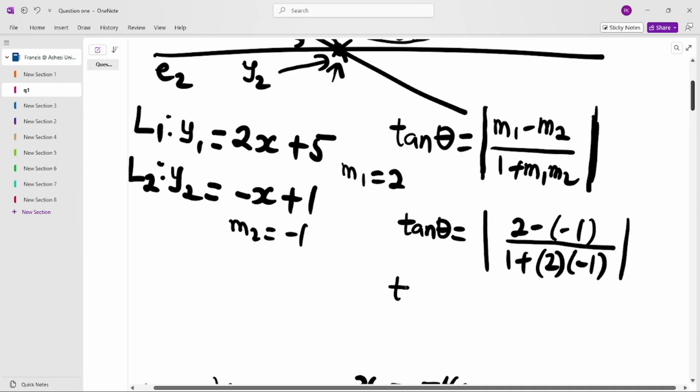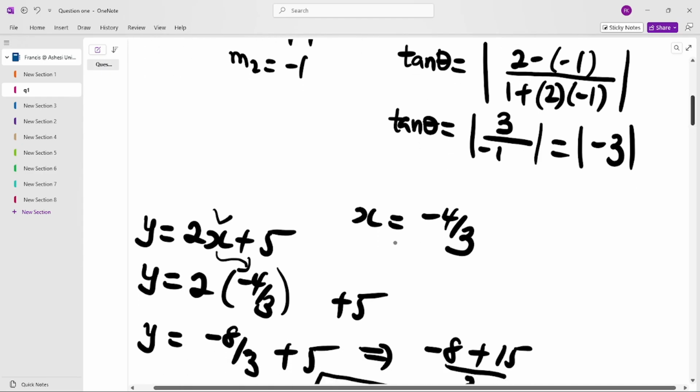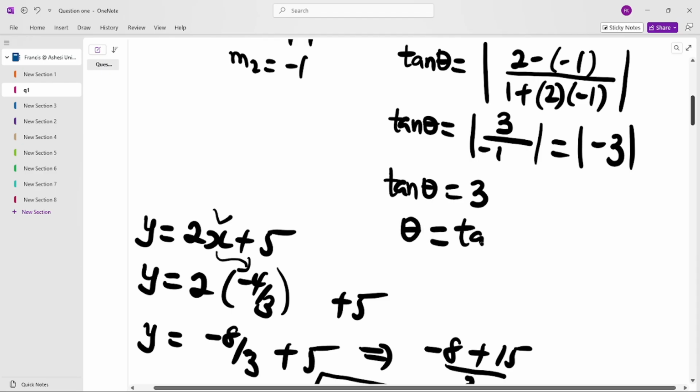So tan theta will be equal to the absolute value. The top will be 3, all over 1 minus 2, that will be -1 at the bottom. That will give me the absolute value of -3. What's the absolute value of -3? 3. Yeah. So tan theta equals 3. Now we are looking for theta, the acute angle. So theta is equal to tan inverse of 3.